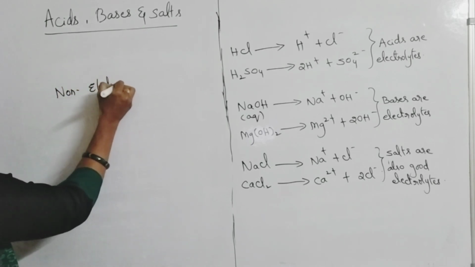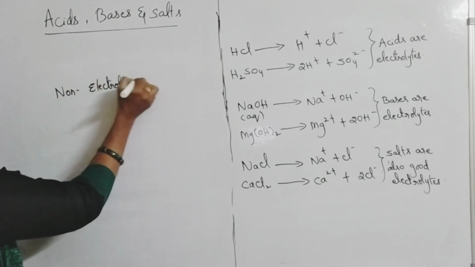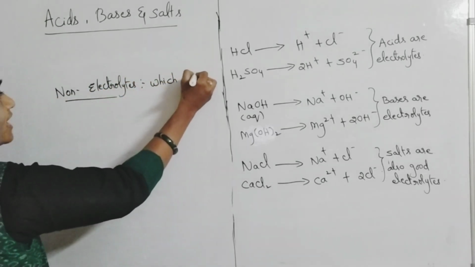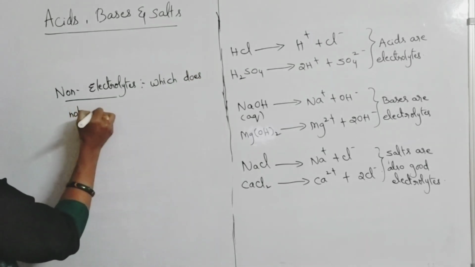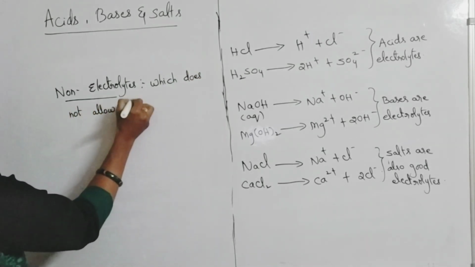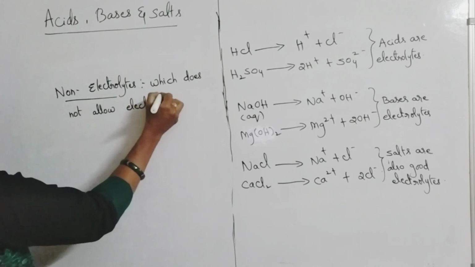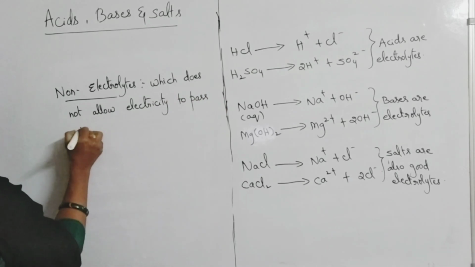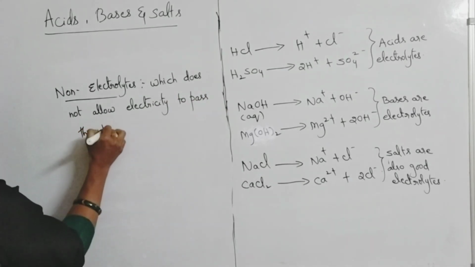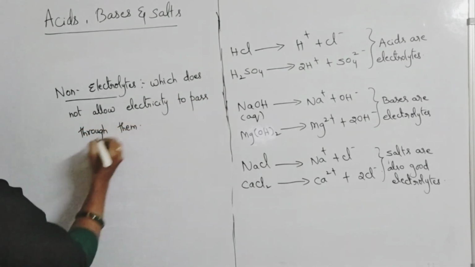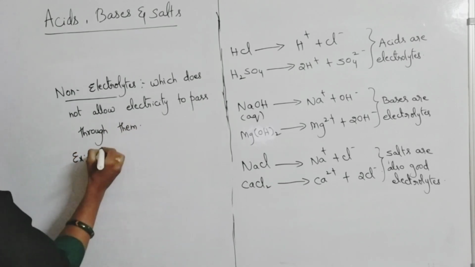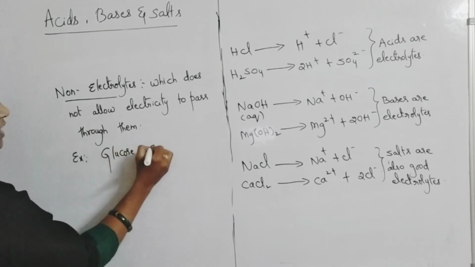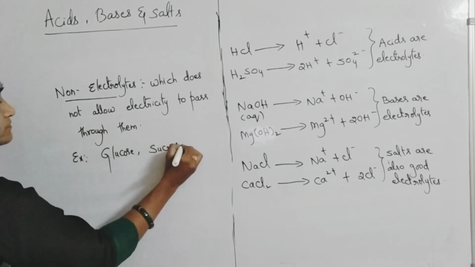Non-electrolytes. What are non-electrolytes? Substances which do not allow electricity to pass through them. Such kinds of substances are called what? Non-electrolytes. Examples of non-electrolytes are what? Glucose solution, glucose, sucrose, sugar, starch.